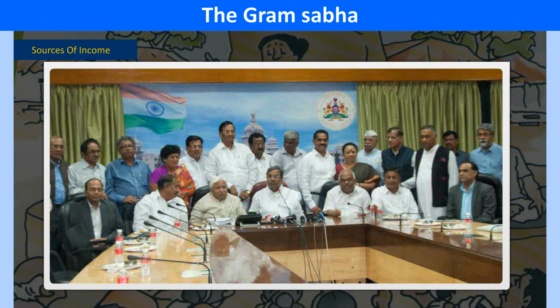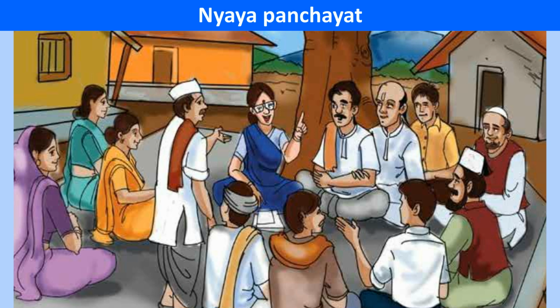Sources of income. To perform all its functions, the Gram Panchayat gets grants from the state government. It also imposes taxes on houses, shops and farms in the village and gets a share from the sale of cattle and property in the village. Nyaya Panchayat.